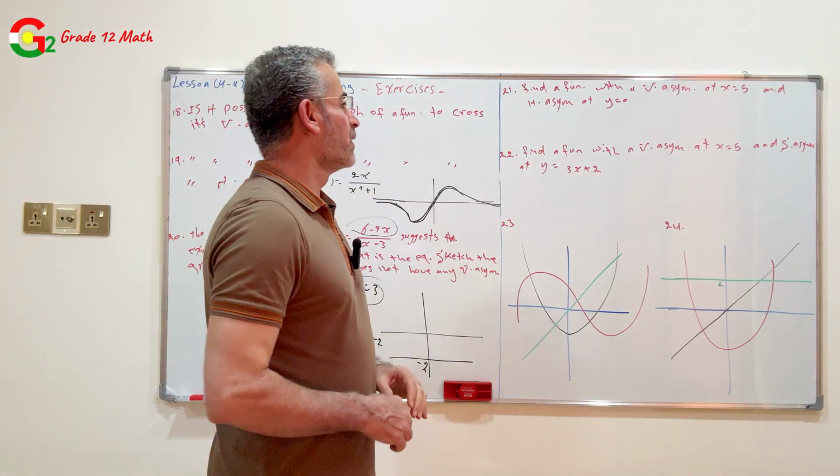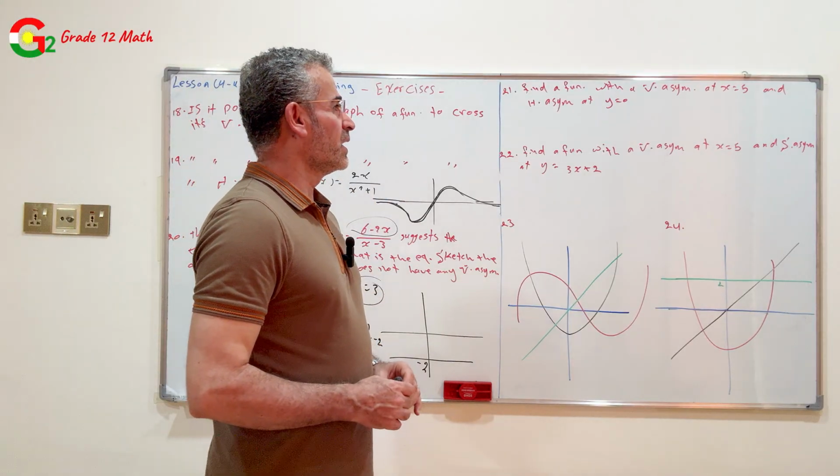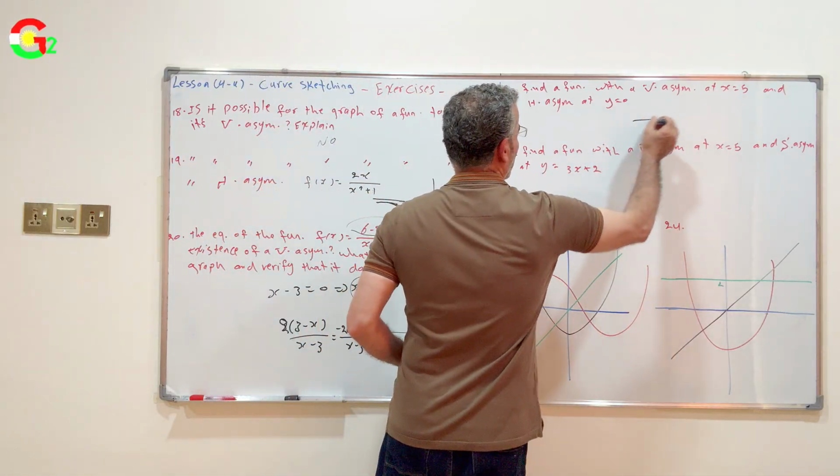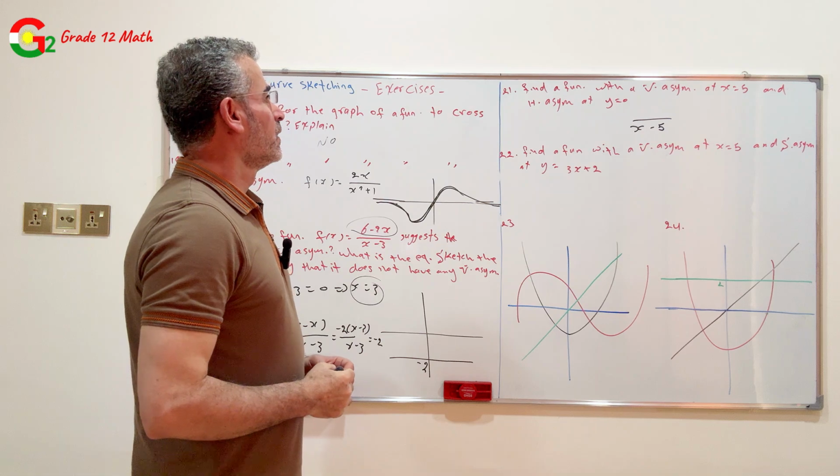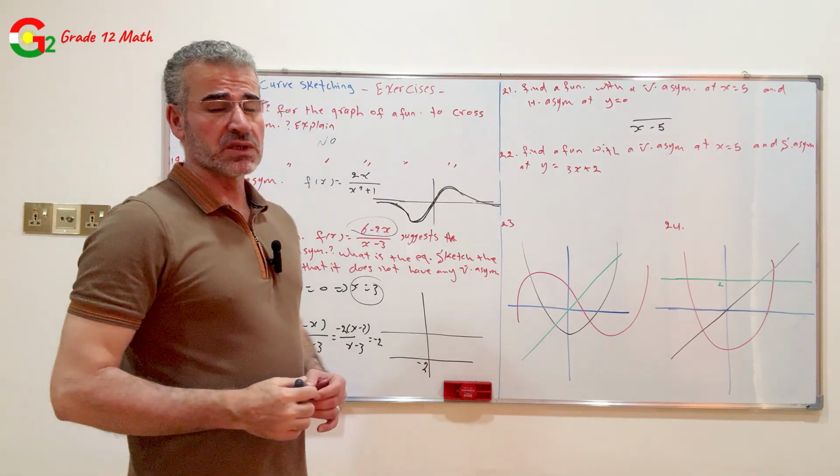Question number 21. Find a function with a vertical asymptote at x equals 5. Then we have x minus 5 in the denominator, and a horizontal asymptote at y equals 0.